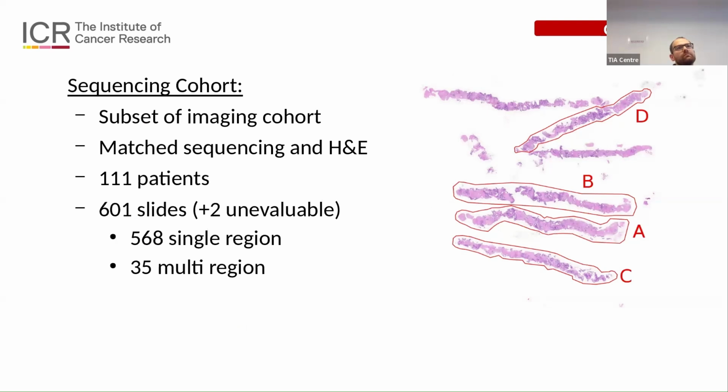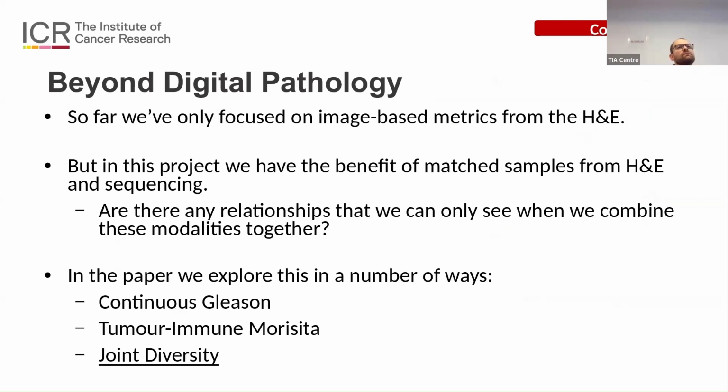Again, this is a subset of 111 patients, with 568 single regions. We also have some where we have multi-regions on a slide, which you can see have been annotated here. Generally, we would take a whole slide, but if you have lots of cores on a particular slide, then we may split it up into multiple sequencing runs. This led to 568 single regions plus 35 multi-regions, each with a single sequencing run.